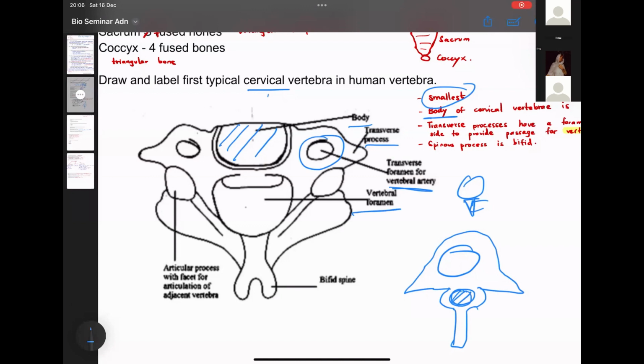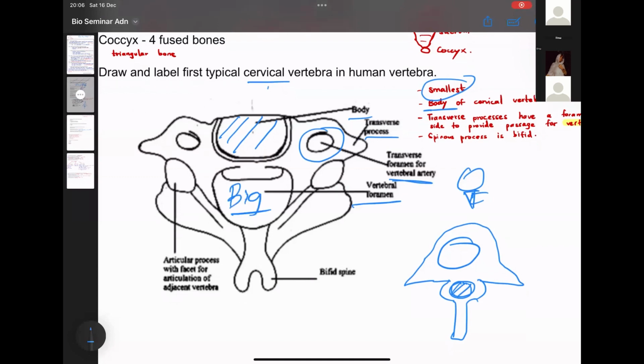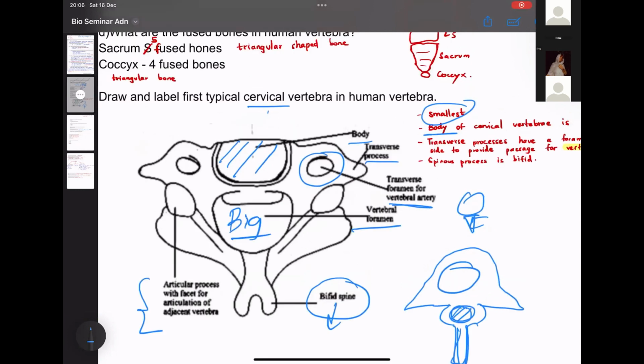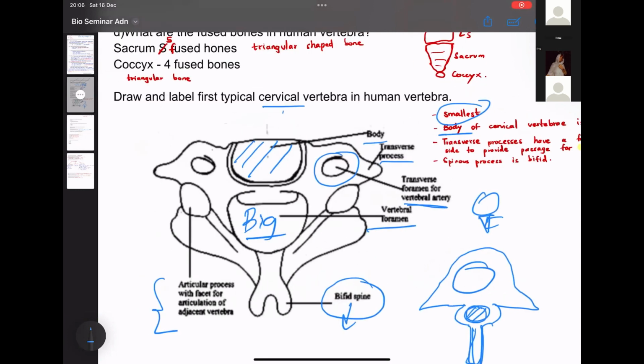So remember the differences, then it's easy. Bigger than usual means compared to other vertebrae, lumbar and thoracic vertebrae. And then bifid spine. Usually a spine is single, but here it is a bifid spine, and then articular processes. These are the things they expect when they ask about the first typical cervical vertebra. So just take a screenshot of this and keep it.